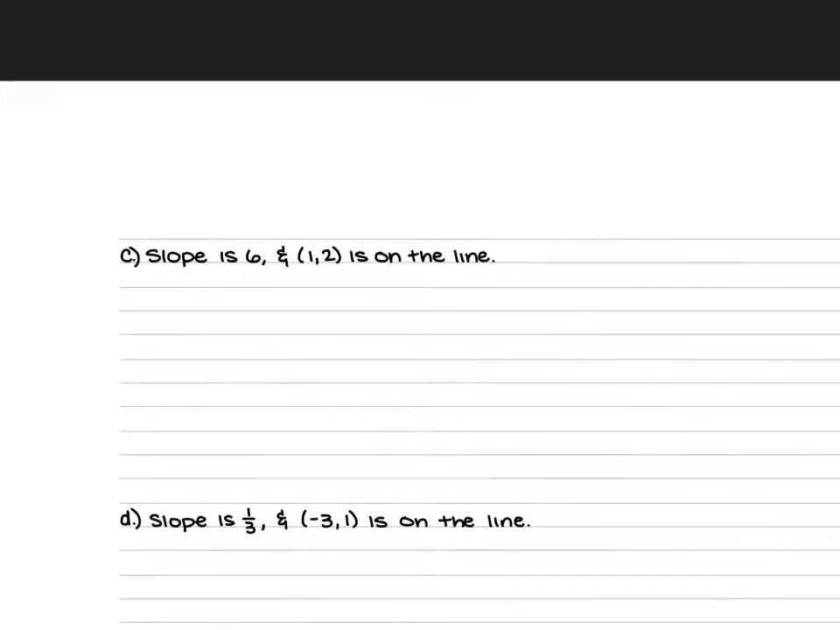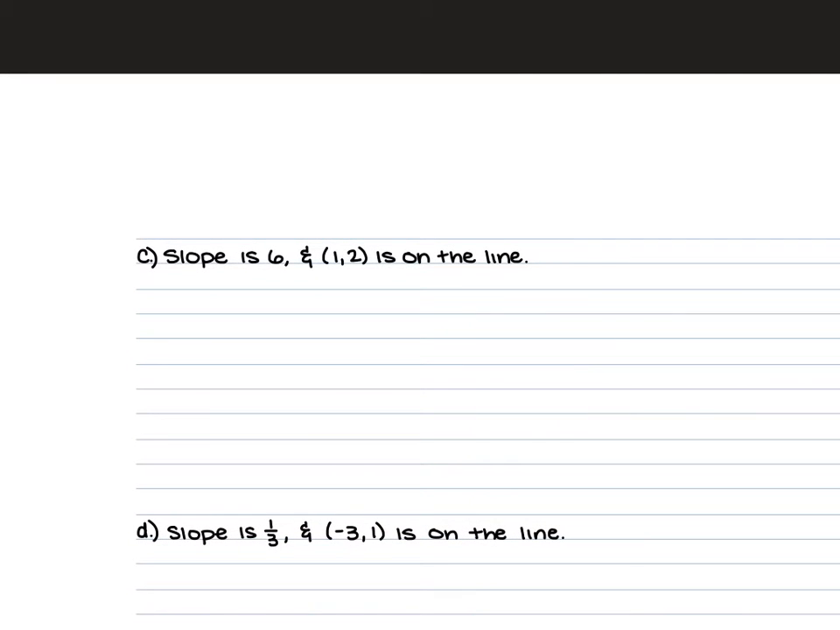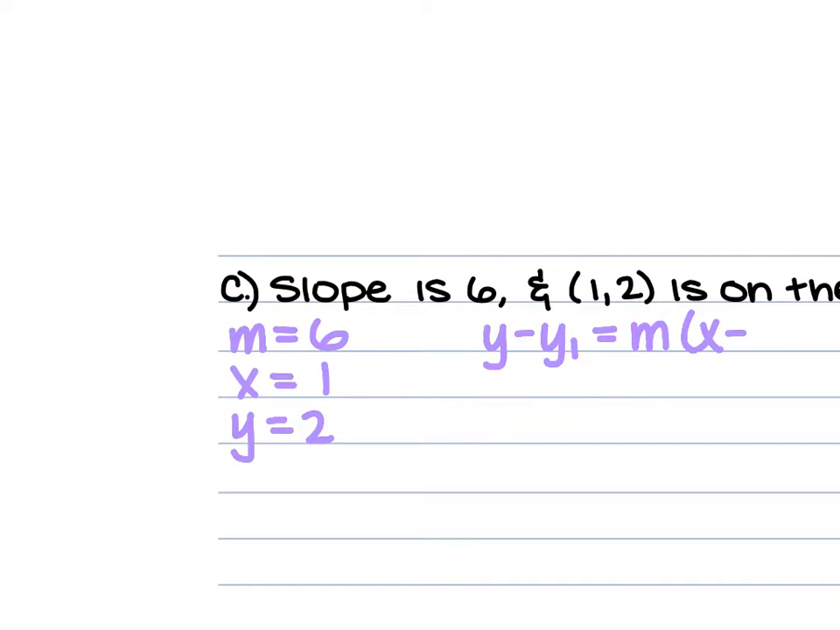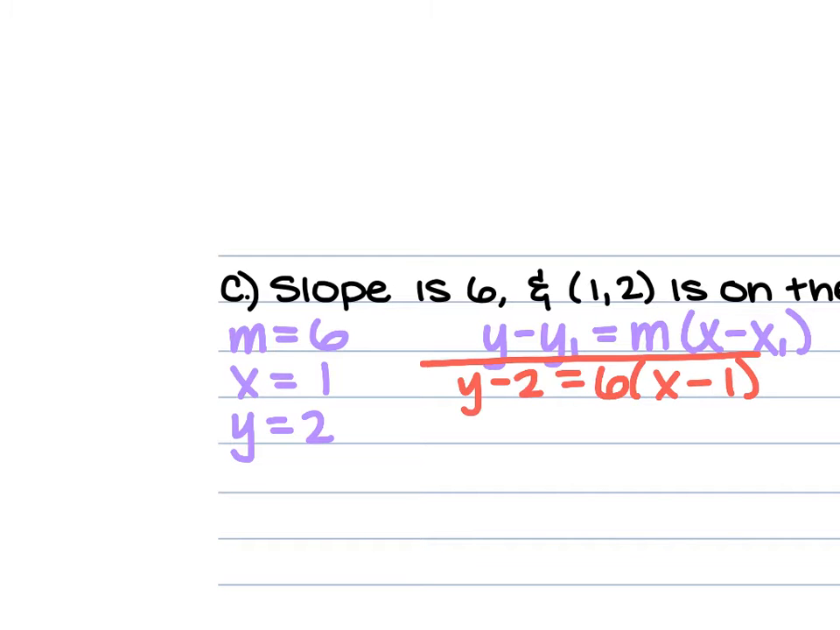For our next example, we have a slope of 6 and an ordered pair of 1, 2. So the 6 is our slope, that's our m, is equal to 6. Our x is 1, our y is 2. We are using y minus y1 is equal to m times x minus x1. Plug these values in. We're going to have y minus 2 is equal to 6 times x minus 1. And that's it.